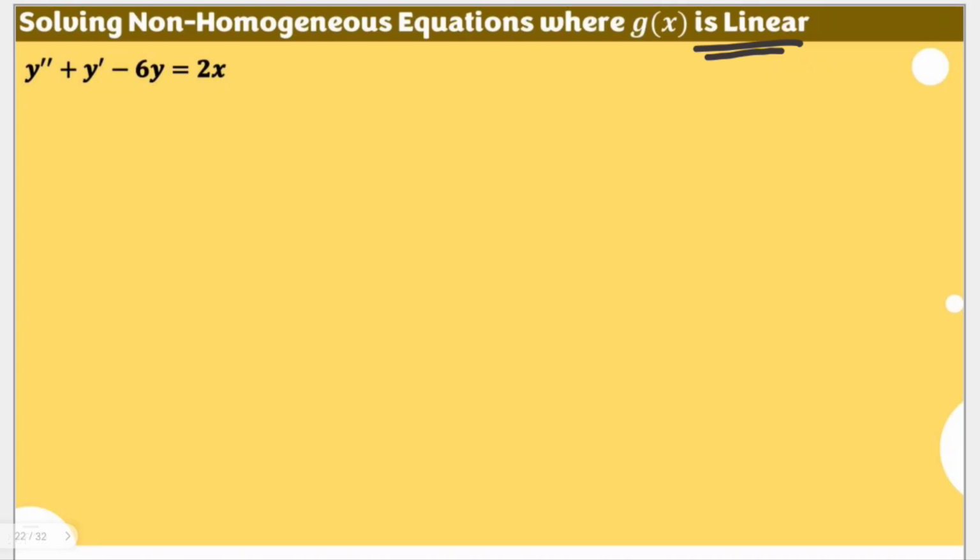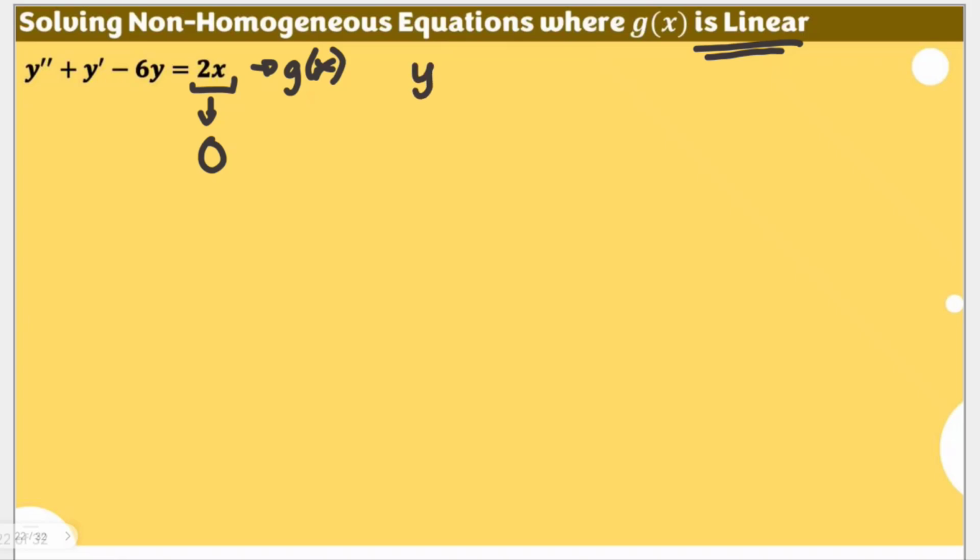The g of x mentioned here is this right hand side, because if this is equal to 0, then we are just going to use the process involved in solving homogeneous equations, because this equation will become homogeneous. But since our right hand side is 2x, which corresponds to our g of x, we'll be using this general solution for the solution of this equation.